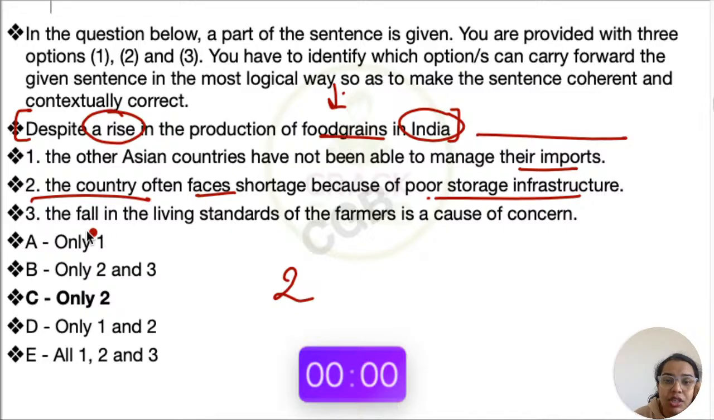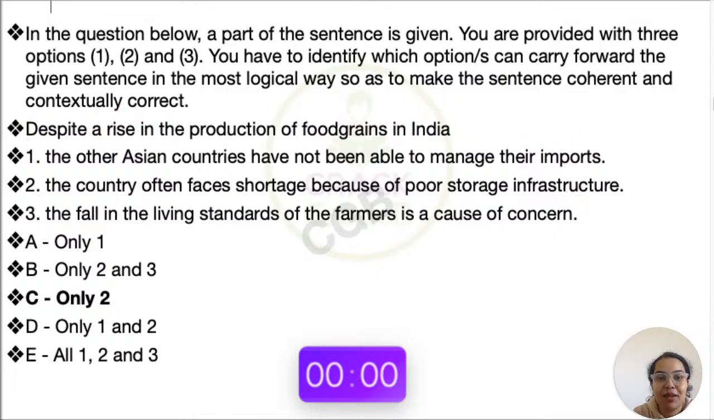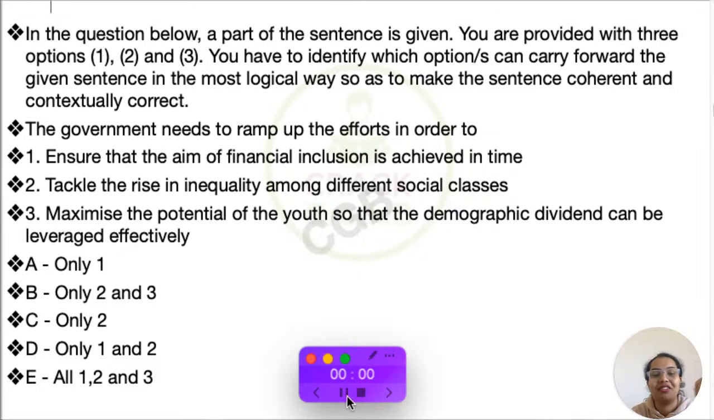Despite a rise in production, the fall in living standards of farmers is a cause of concern. Some of you can think that B can work, but production of food grains may rise hai. That alone in and despite there is good production, the fall is still a concern. The fall in living standards is a different matter altogether. It is not about the farmers themselves or the crop itself. I hope you understand. होता है एक्स्ट्रा थॉट देना चाहिए कभी कभी, बट समटाइम्स यू हैव टू रेस्ट्रेन आवरसेल्फ. ओके.